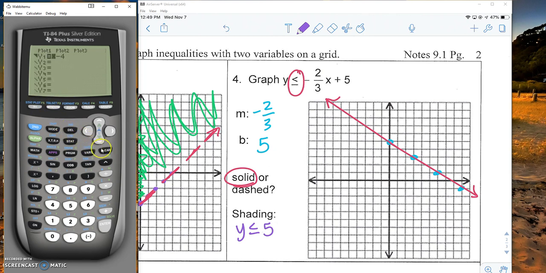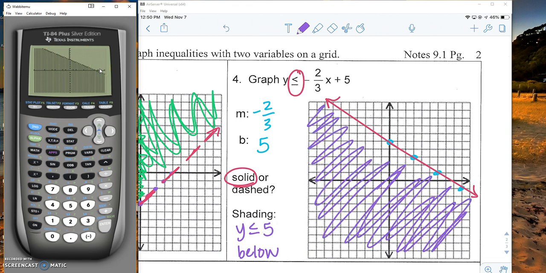So I can use my brain or I can use the calculator, whichever one you prefer. So I have -2/3 x plus 5. And then this time I need to be a less than. So less than is below. So I'm going to click enter until I see the shading that is underneath the line. And I'm going to click graph, and it's going to show me my line and show me that it's shaded underneath that line.